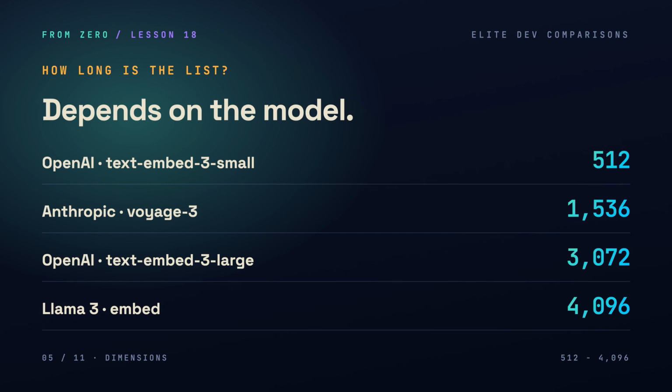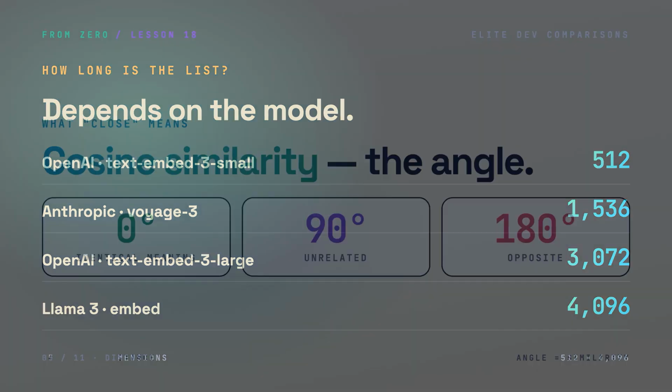How long is the list? Depends on the model. OpenAI's small, 512. OpenAI's large, 3072. Anthropic's, 1536. Llama 3, 4096.